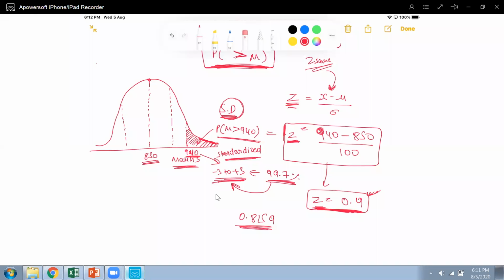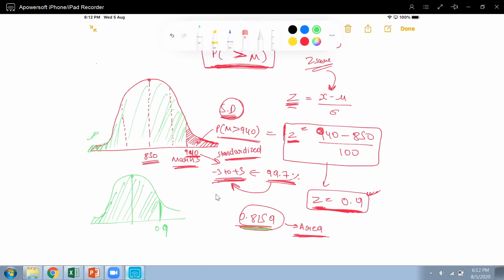So what is this? This is the area that I am getting, from minus infinity up to this region, because this works in the standard normal distribution, so the z value is 0.9. The z table will give me this area, and I want to find this area.